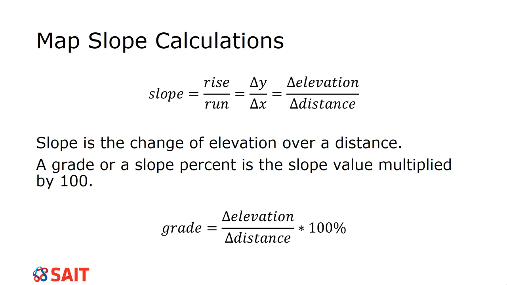This is why calculating scale comes before calculating slope, because we need to know scale in order to figure out the distances. So we have 2 different ways of looking at slope. One is just looking at the slope value, which is often a decimal, or we can do a percent, which means that we just take that slope value and multiply it by 100%.